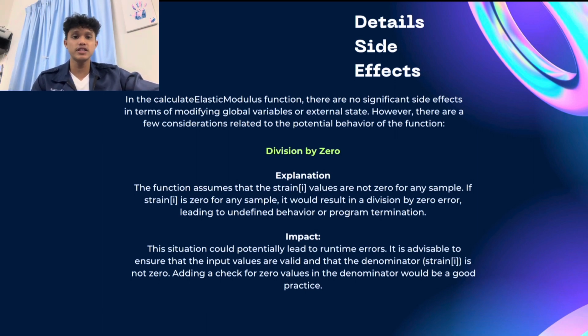The first one is division by zero. In explanation, the function assumes that the strain values are not zero for any sample. If strain is zero for any sample, it will result in a division by zero error, leading to undefined behavior or program termination. The impact is that this situation could potentially lead to runtime errors. It is advisable to ensure that the input values are valid and the denominator strain is not zero. Adding a check for zero values in the denominator would be good.